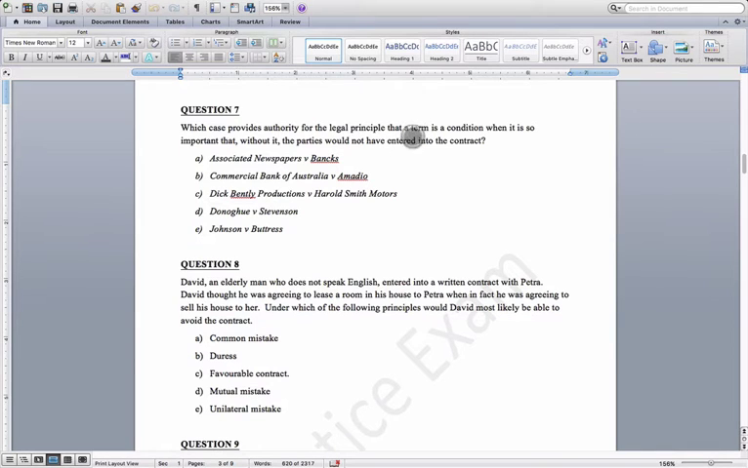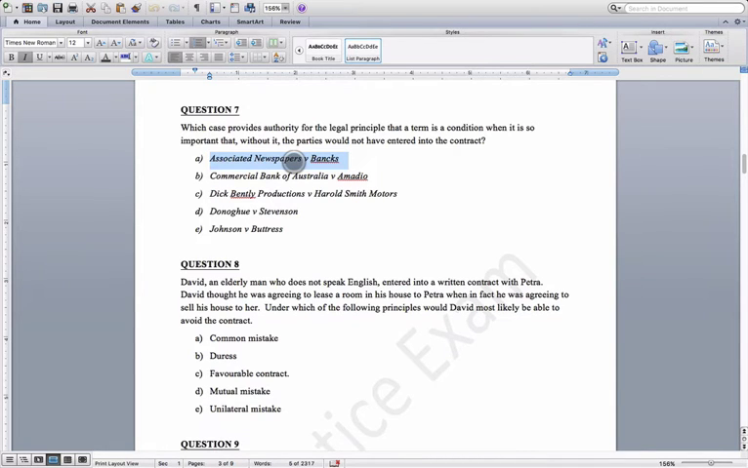So it's not about agreement, intent, or consideration. It's about determining whether a term is a condition or not. Okay, so I actually know this off the top of my head: it's Associated Newspapers and Banks that is the case for that. How could you work that out if you didn't know it?